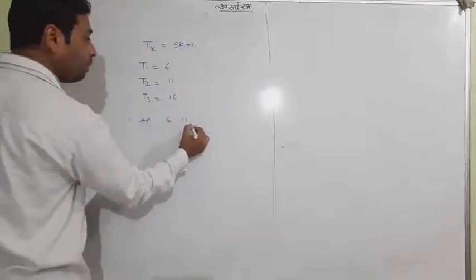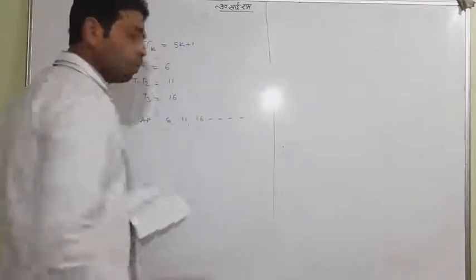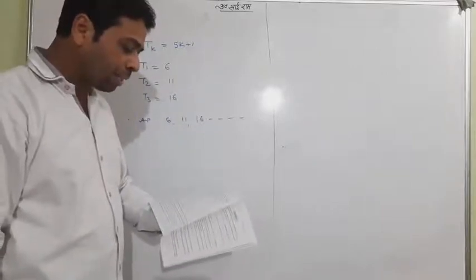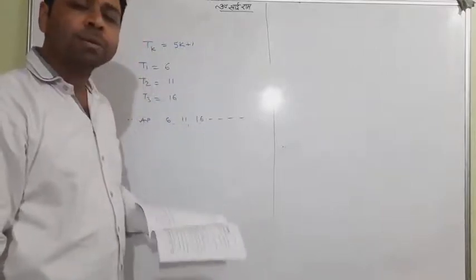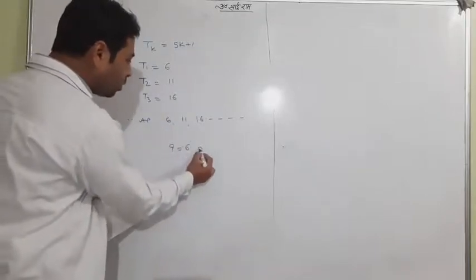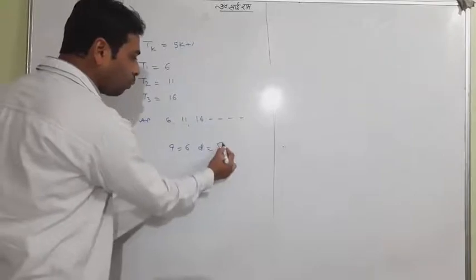6, 11, 16, so this is your AP. Now what you are told in class in question number 7 is to find the sum of n terms. Here a is equal to 6. What is d? 11 minus 6 is 5. And what you want to find out?